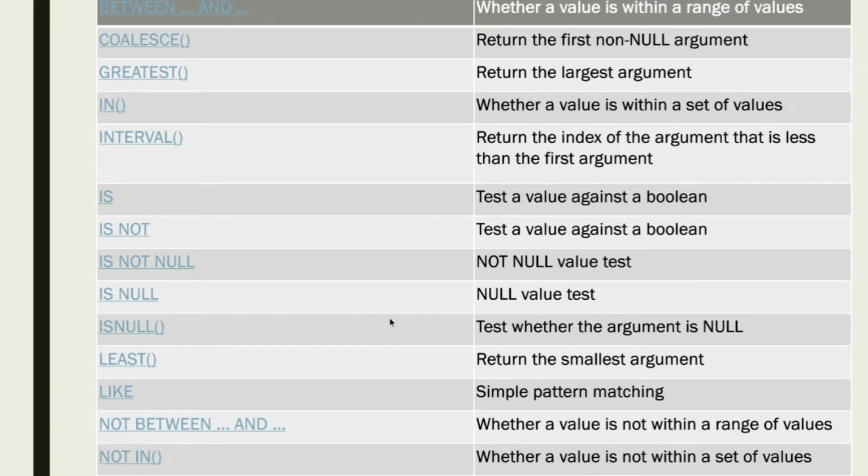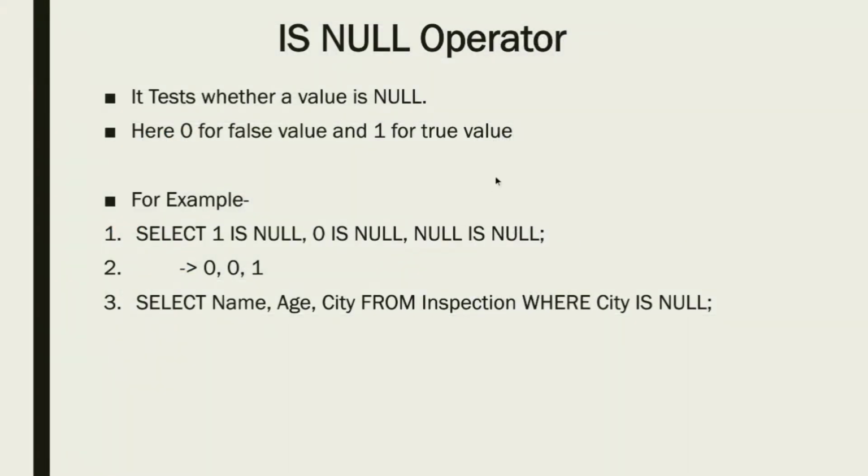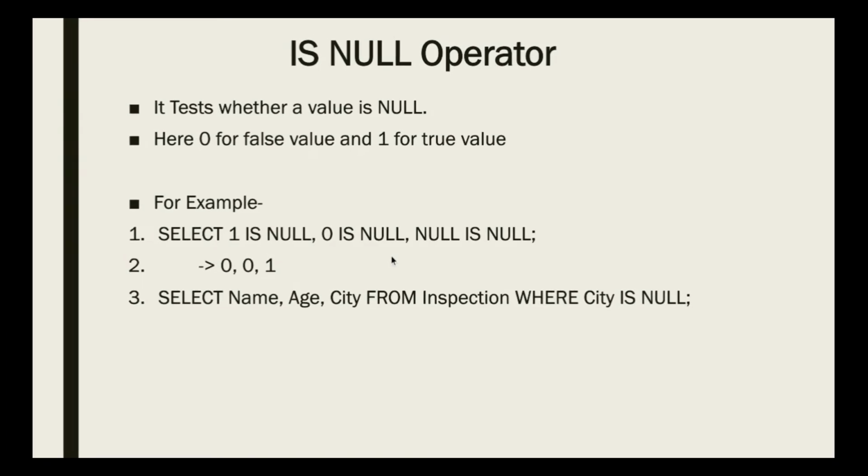Okay, so let's check it. What is the first operator in special operators? The first is the IS NULL operator. It tests whether a value is null. Here 0 is for a false value and 1 is for a true value. For example, select 1 is null. Here 1 is not null, so it's showing false, which is 0.